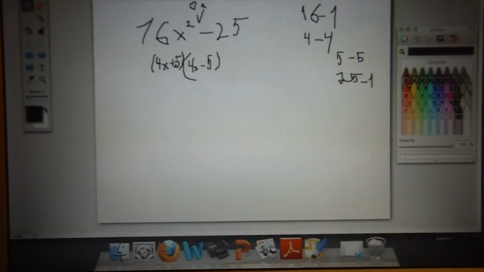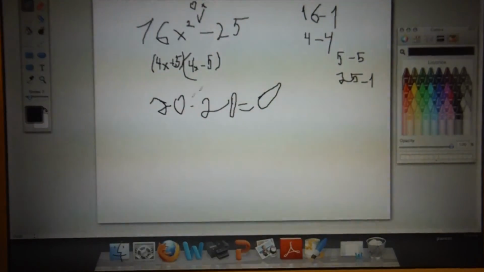But don't take my word for it, let's just check it. 5 times 4 is 20, and negative 5 times 4 is negative 20. 20 minus 20 gives you 0. Problem solved.